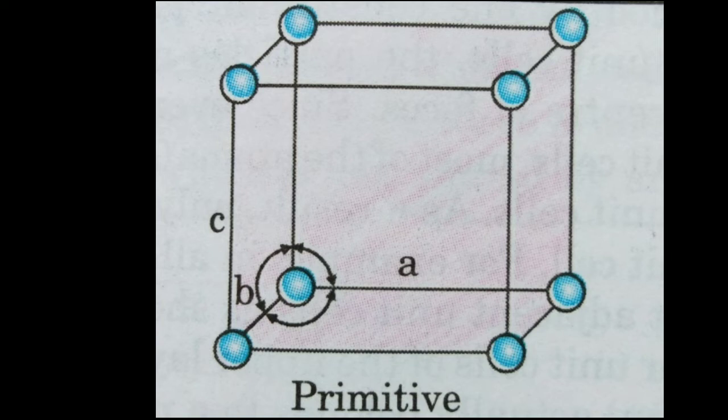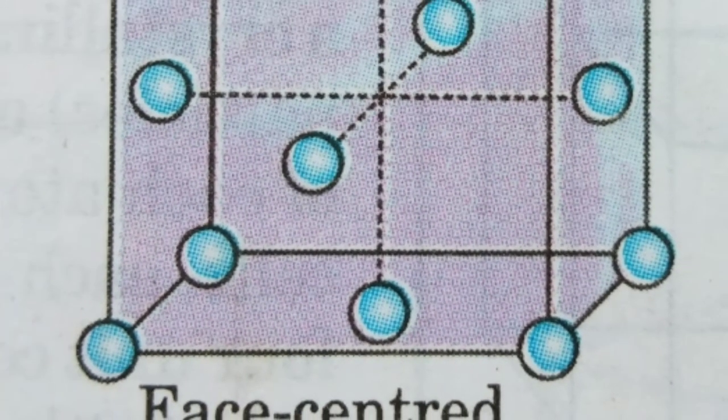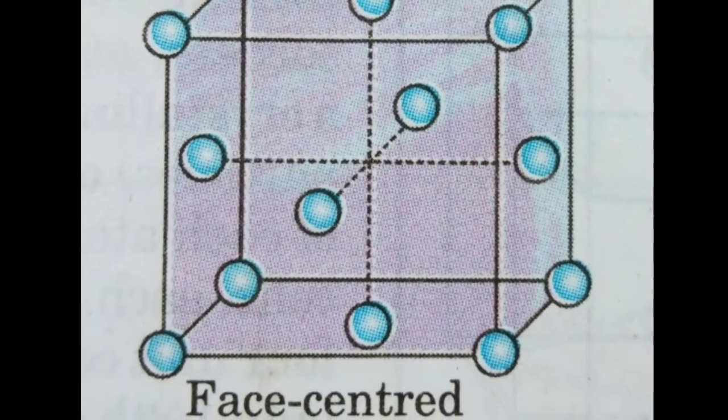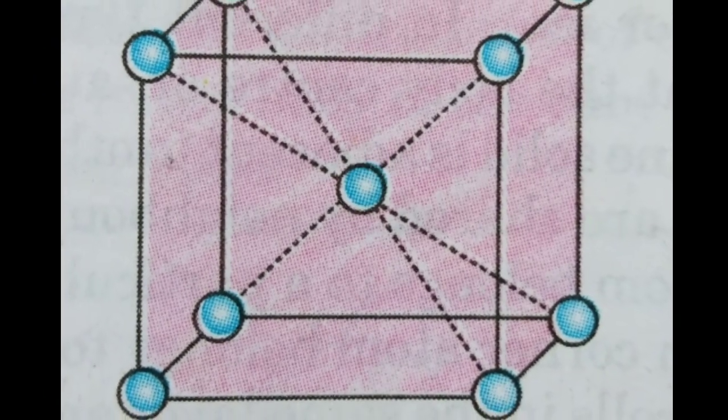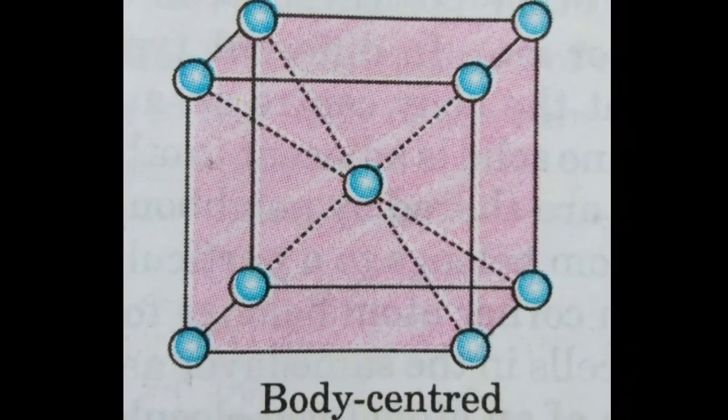Primitive unit cells are unit cells which have points only at the corners. These are also called simple unit cells. The next one is centered unit cells. These are unit cells which have points at the corners as well as at some other positions.